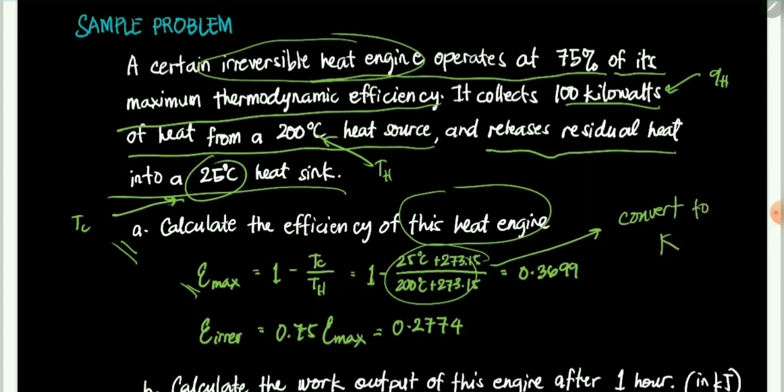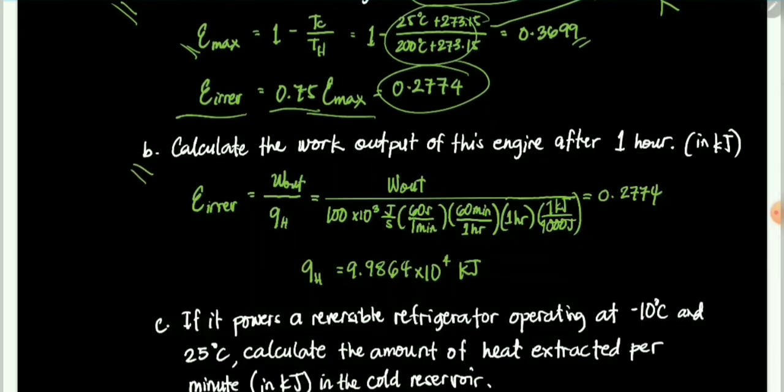Yan. So, after getting the maximum thermodynamic efficiency, we get 0.3699. So, since the irreversible heat engine operates at 75% of the maximum, imumultiply lang natin sa 0.75 yung ating maximum thermodynamic efficiency to get the efficiency of the irreversible engine. So, ang makukuha natin ay 0.2774. So, yun na yung efficiency ng ating irreversible heat engine. Okay? So, for B, calculate the work output of this engine after 1 hour.